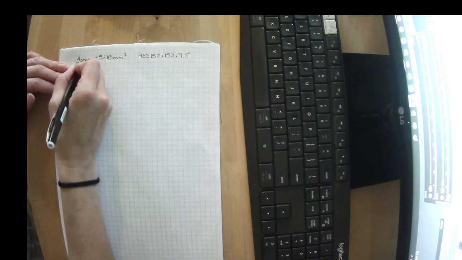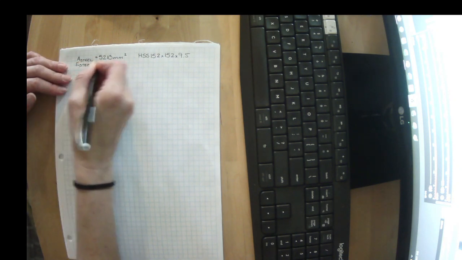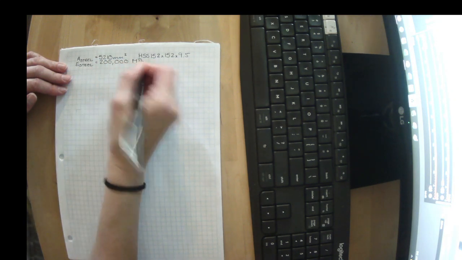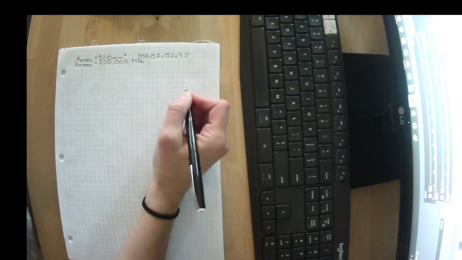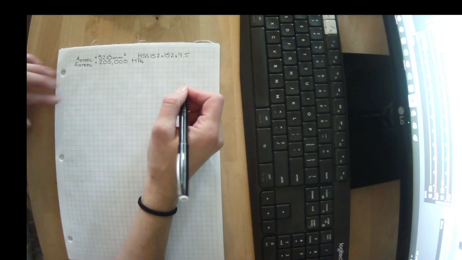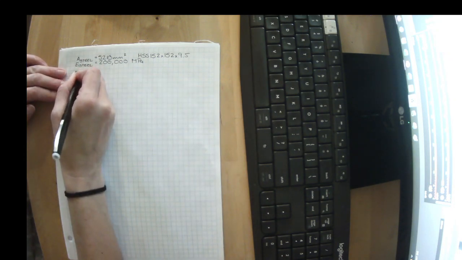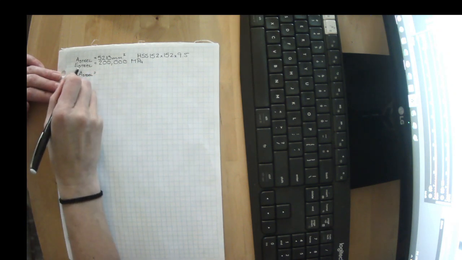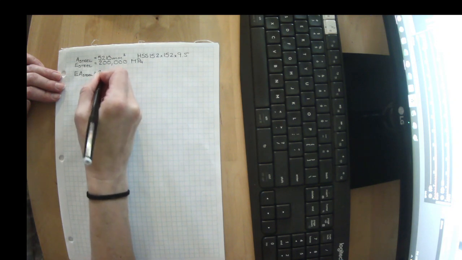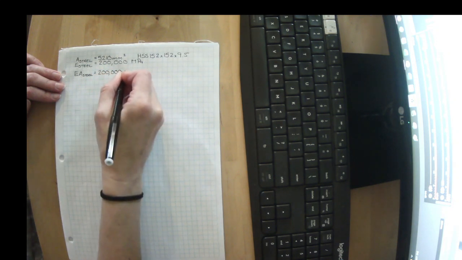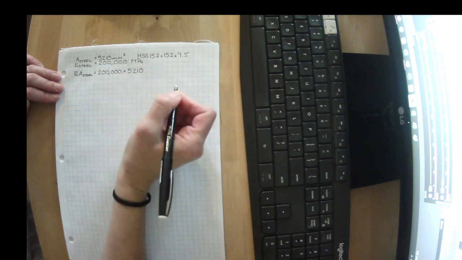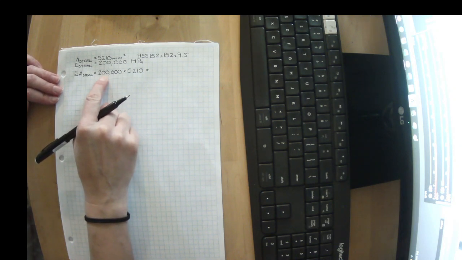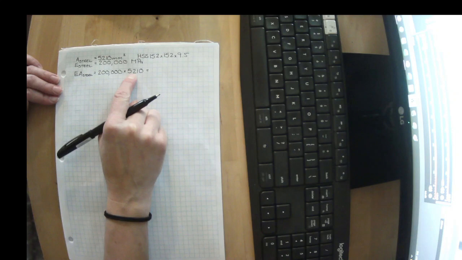We know that the E of steel is 200,000 MPa. I've told you that quite a few times, and I said it's one of the few things I want you to remember. And then, because we know we might need it, what's the EA of steel, or our E times A? We've got 200,000 times 5,210. That is in MPa, or newtons per millimeter squared, and that is in millimeters squared.